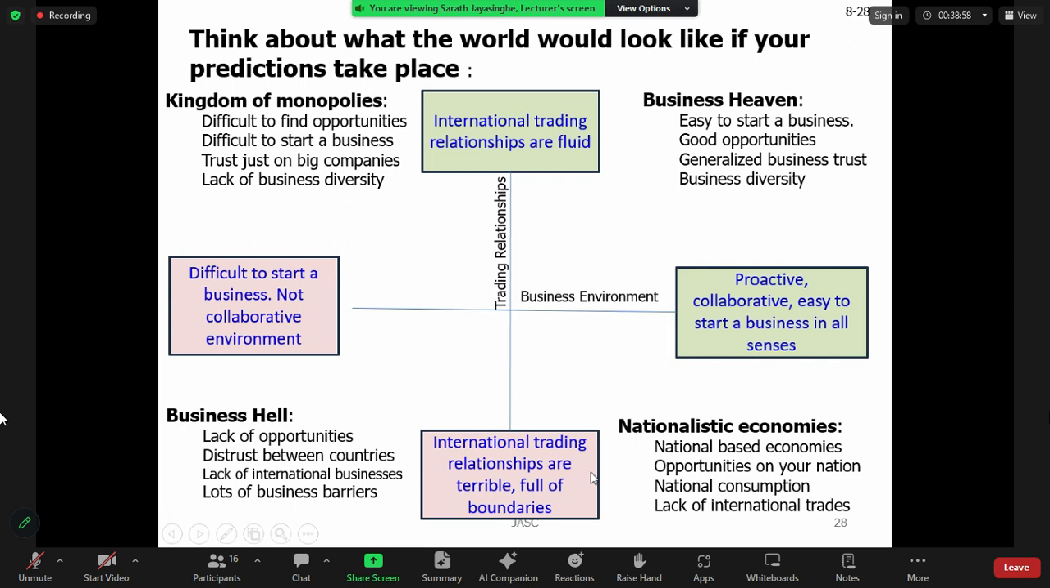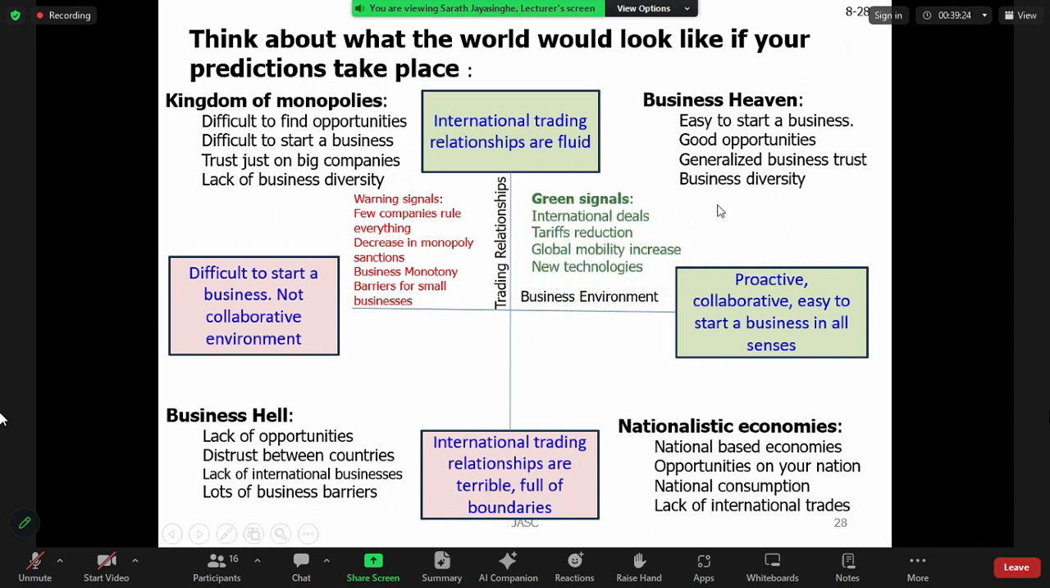Other than these scenarios, you can think about some kind of signal because of this business environment. We can expect some other signals, for example, some warning signal: few companies rule everything, decrease in monopoly, sanctions, business monotony, and barriers for small business. And here you can see some kind of green signal. That means it is positive, we can go ahead.